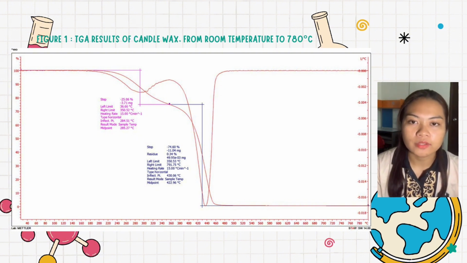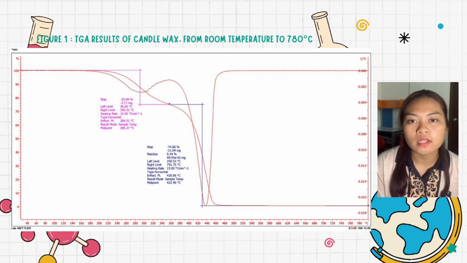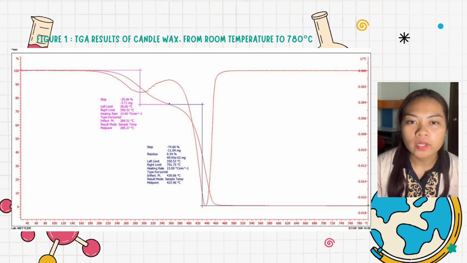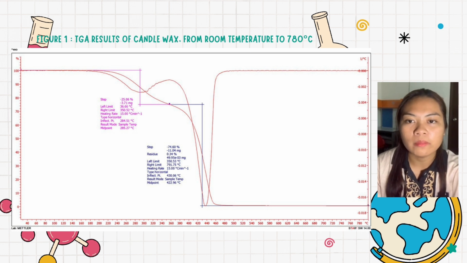285.27 degrees Celsius. The main decomposition stage has a temperature range of 350.53 degrees Celsius to 791.75 degrees Celsius, with a weight loss of 74.60%, a mass loss of 11.04 mg, and a temperature midpoint of 422.96 degrees Celsius. The remaining mass after decomposition is 0.34%, or 0.34 milligrams.